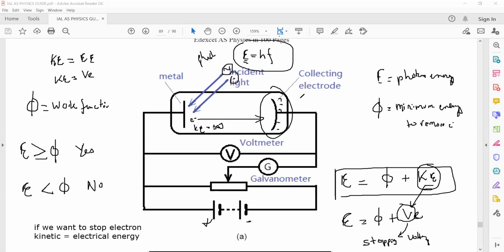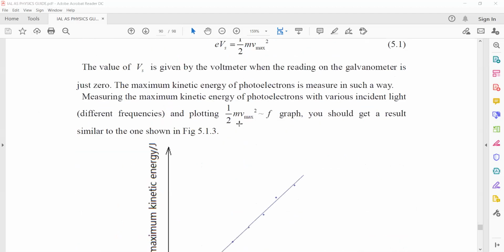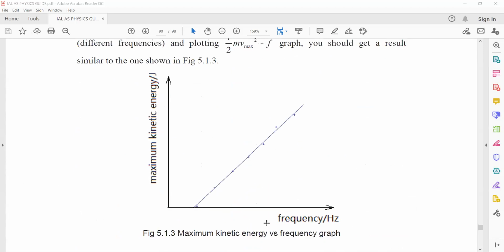So this equation is known as the Einstein photoelectric equation. Now, if we sketch a graph for kinetic energy and the frequency of the photon. So basically, you can see the formula for energy of a photon. The formula to calculate energy of a photon is equal to hf. So if I increase the frequency of a photon, I will increase the energy of the photon. h is a constant known as Planck's constant.